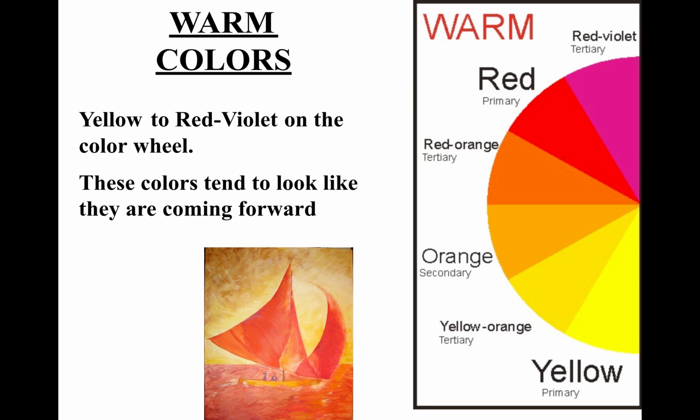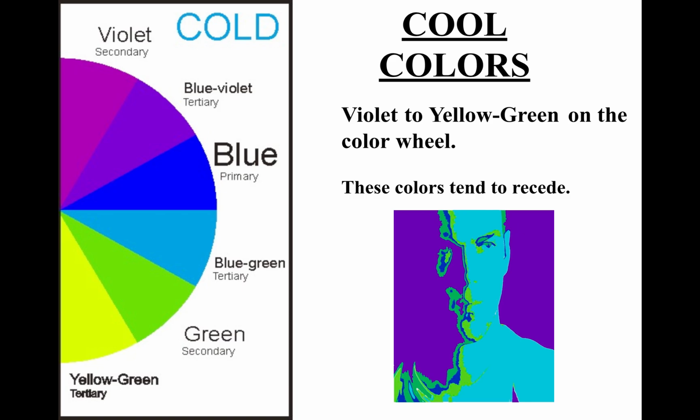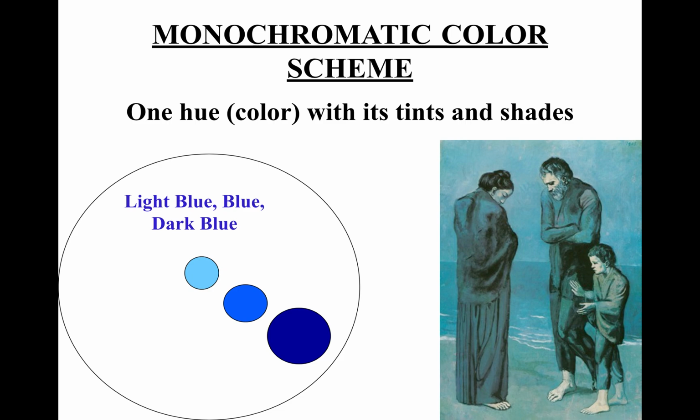Warm tones are on this side of the color wheel. They're reds, yellows, and oranges. And cool tones on the other side of the spectrum. A monochromatic color scheme is using all different values and shades and tints of a singular color.